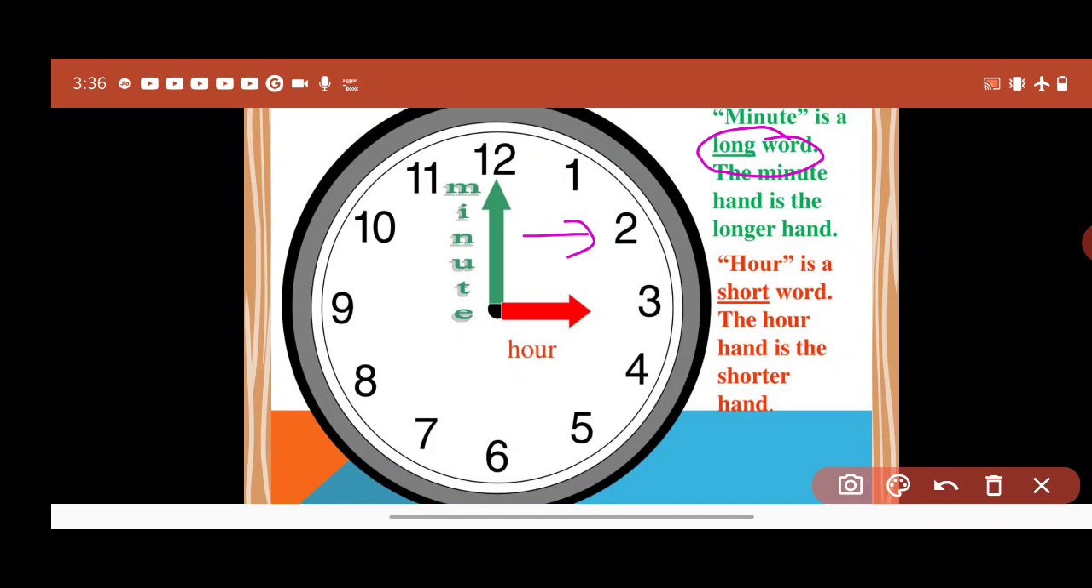See, a trick to remember: the word minute is a long word, so it basically denotes the long hand, and the short hand is a short word, right? So it denotes the hour hand. Moving on.